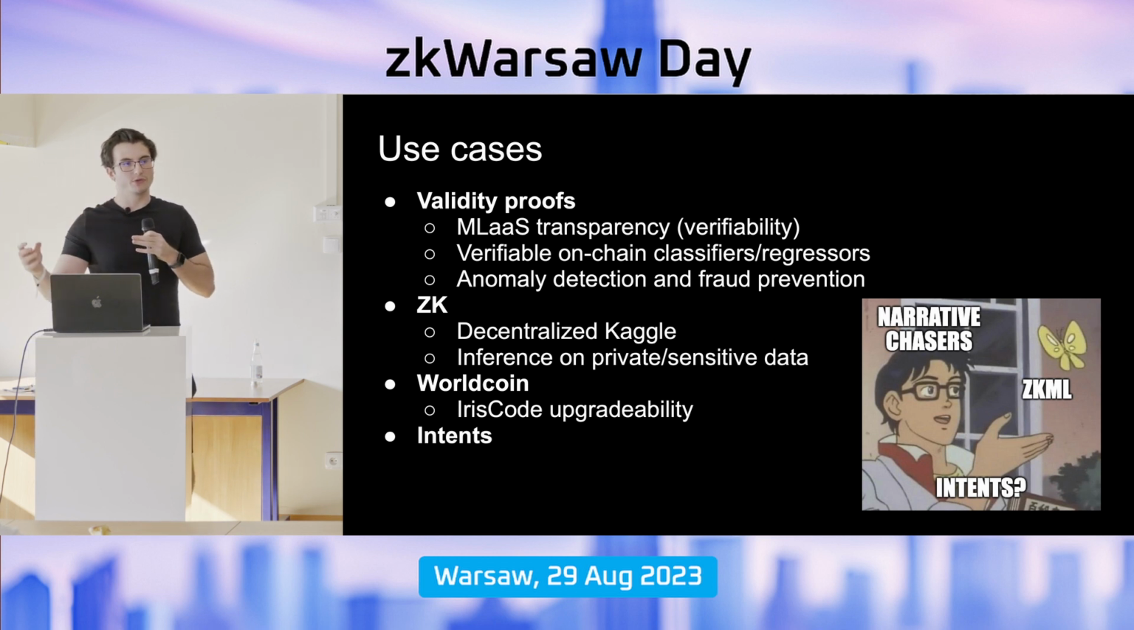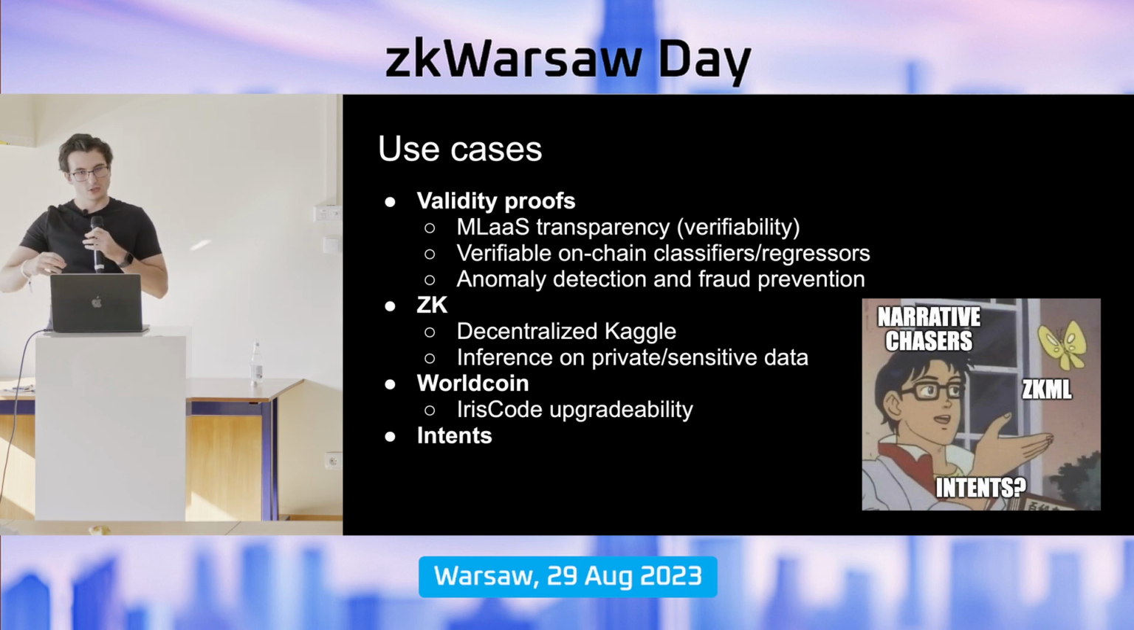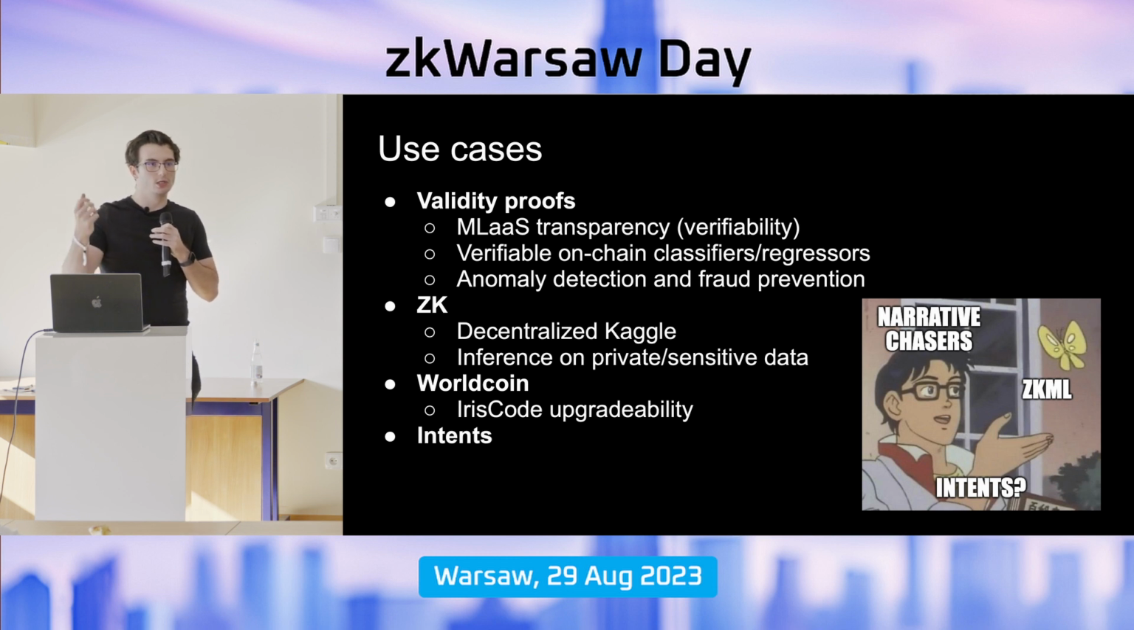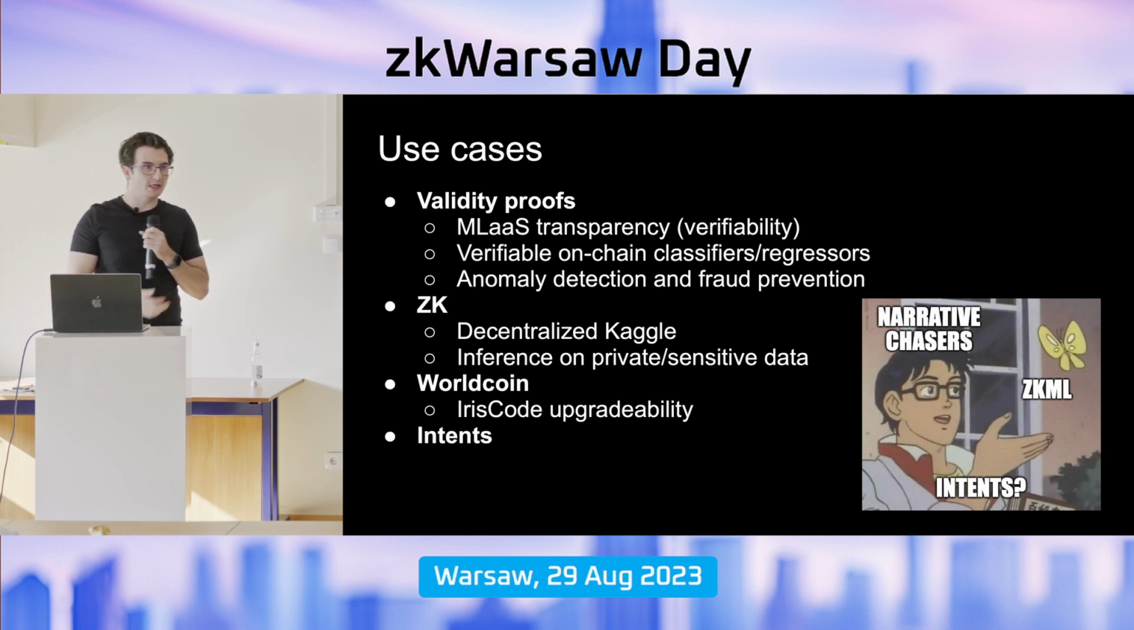Like the person submitting the competition puts some price, Kaggle gives the price to the person that has the solution, and the person that has the solution has to publish the solution to the person that posted the competition. So in this case, we can get rid of the intermediary just by using zk proofs, right?